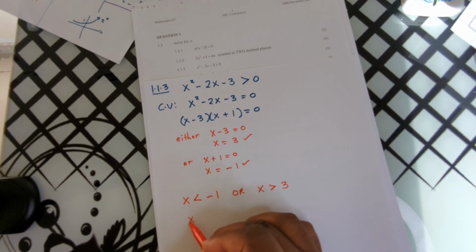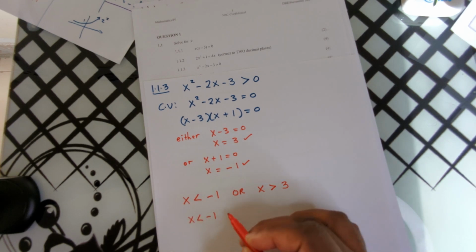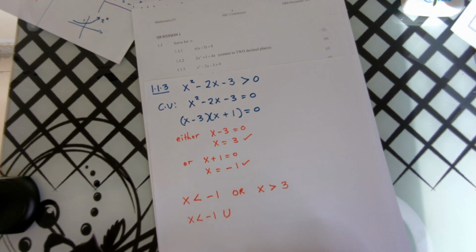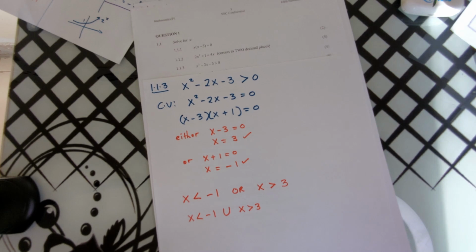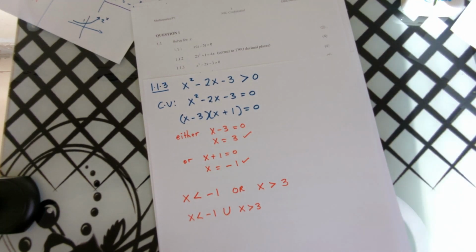And in most cases, the answer is written with a union sign: x less than -1, union x greater than 3.